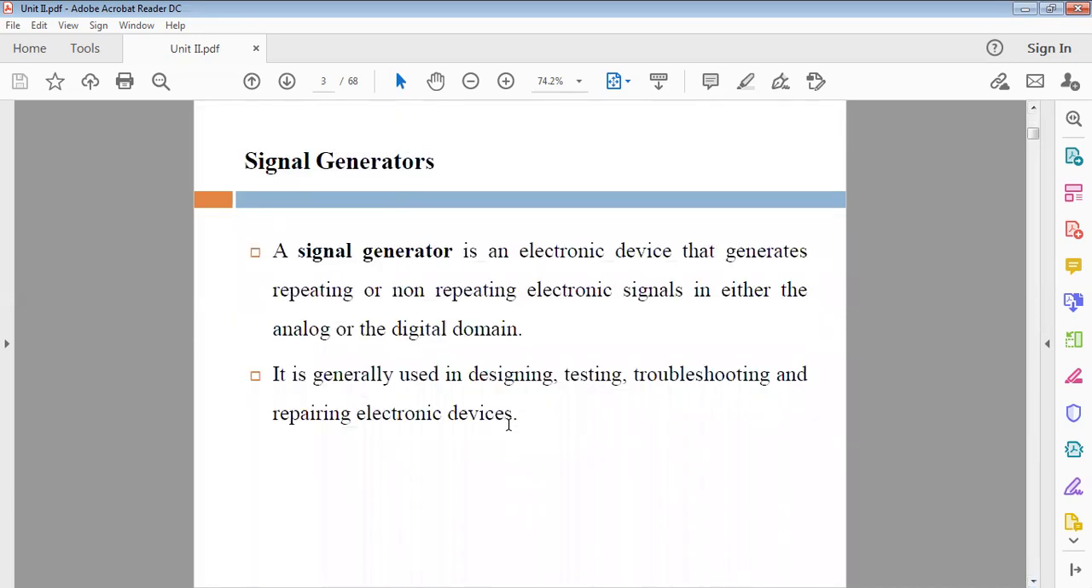First of all, what is a signal generator? It is an electronic device which is used for generating repeating or non-repeating electronic signals in either the analog or the digital domain. Where do we use these generated signals? They are mainly used in designing, testing, troubleshooting, and repairing electronic devices.